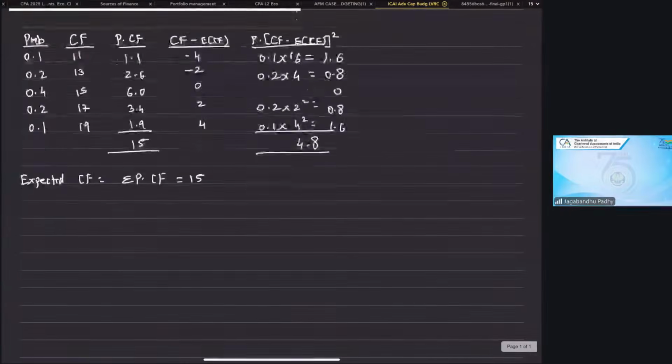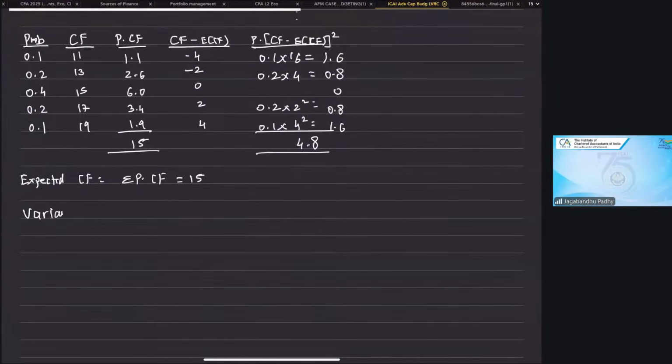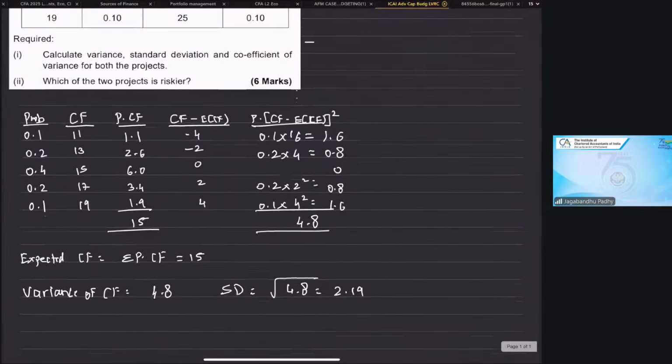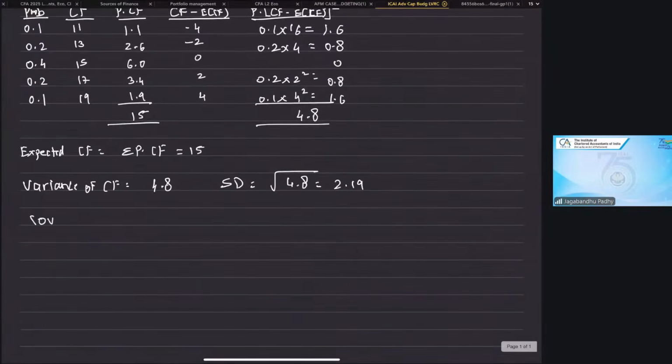Yes. So the variance of cash flows is 4.8. If I ask you what is the standard deviation, what is the answer for that? It's going to be the square root of 4.8. The square root of 4.8 is how much? 2.19. Then also the coefficient of variation.